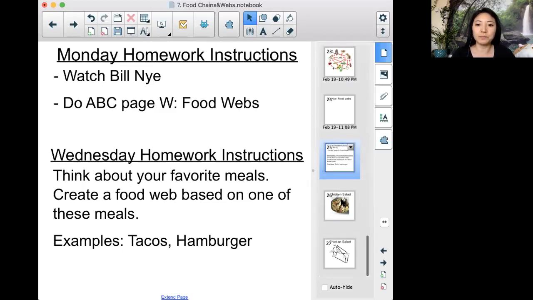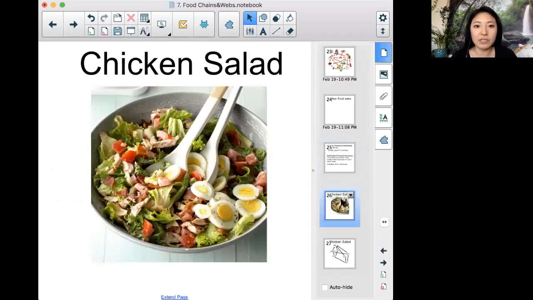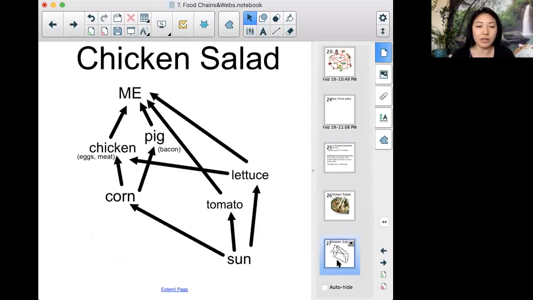For example, Miss Tafoya, Ms. Brown, and I thought of chicken salad. We all like to eat chicken salad, and you can see in this picture that we've got some hard-boiled eggs in here, delicious. We've got some tomatoes, lettuce, some bacon bits right here. And so we created a food web based on this meal that we like to eat. And here it is right here.